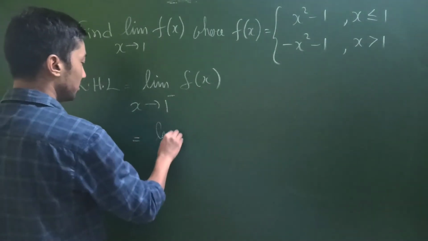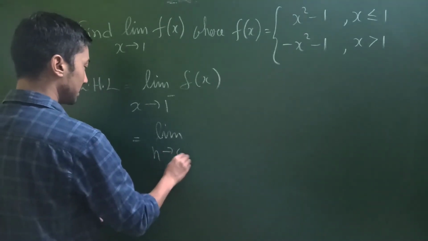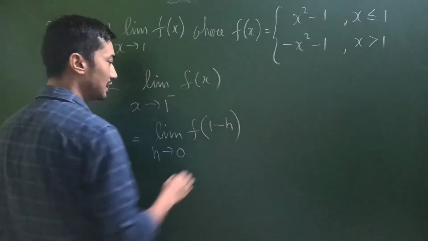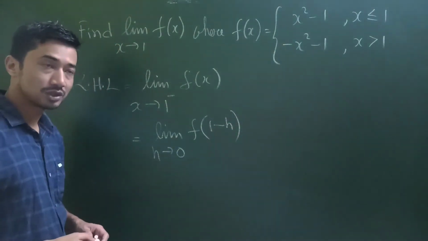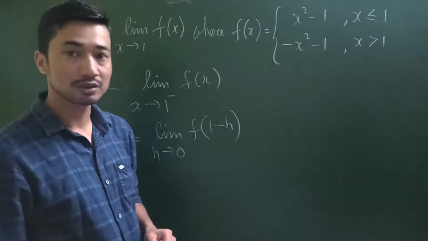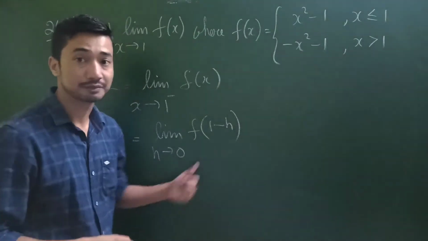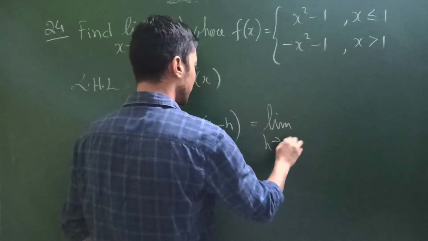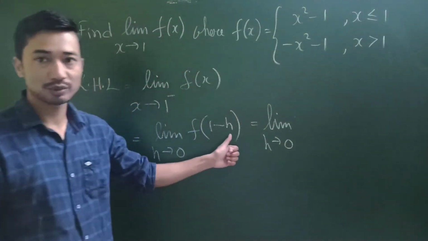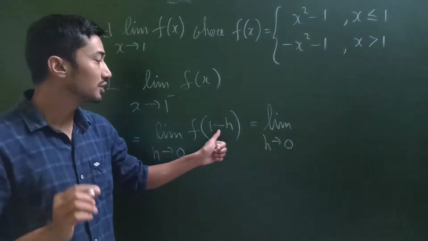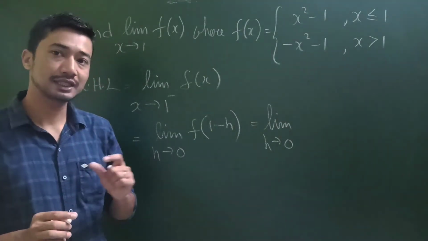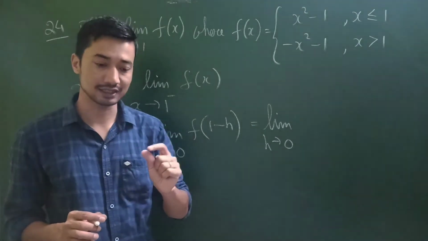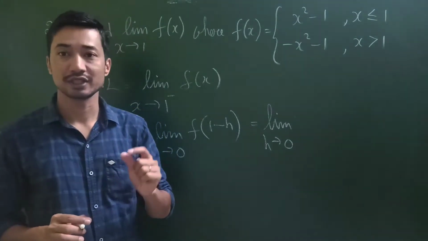As we did in the previous exercise, we change the interval. From the left hand side means slightly less than 1. Please do watch the previous video if you haven't, otherwise you will not understand what is happening here. So as h tends to 0, when I say 1 minus h, where h is a very small interval, it means we're talking about a value that is slightly less than 1.